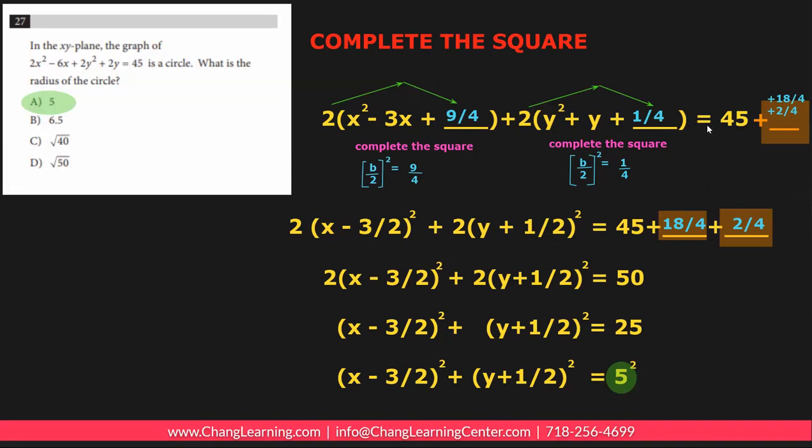So to keep balance on the equal sign, we have to add that same amount on the right side, 18 quarters and 2 quarters. So that's a total of 20 quarters, which is 5. 45 plus 5 is 50. So now we have 2 times a square plus 2 times another square equals 50. Divide everything by 2, and we get x minus 3/2 squared plus y plus 1/2 squared equals 25. 25 represents the radius squared. Therefore, the base of that is 5 is being squared, and the correct answer is A. The radius of the circle, when graphed, is 5.